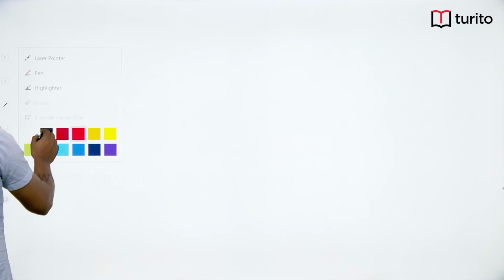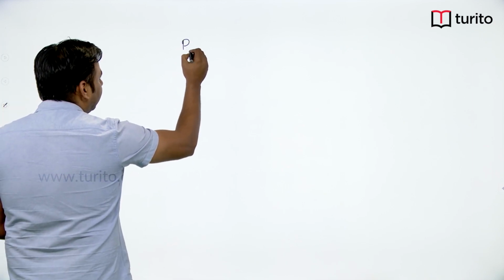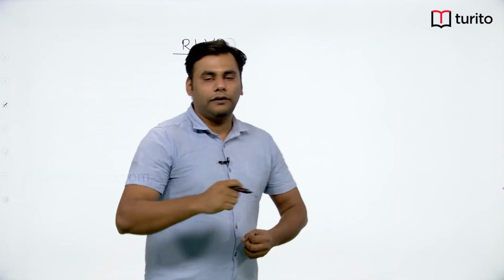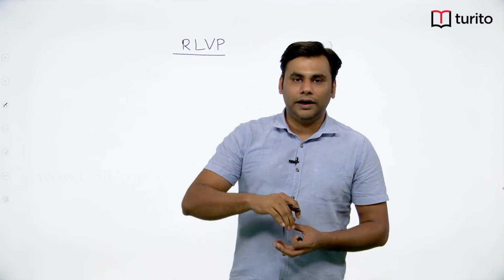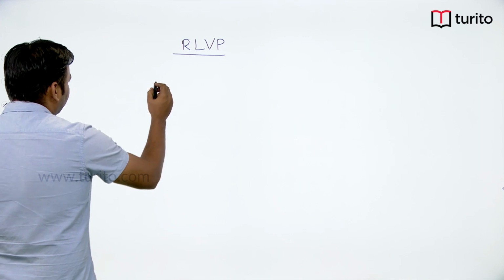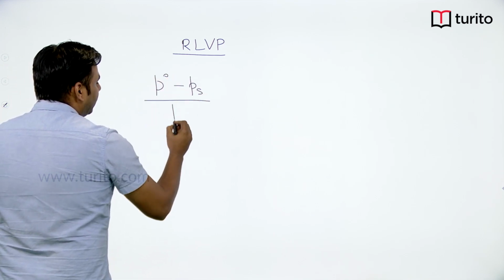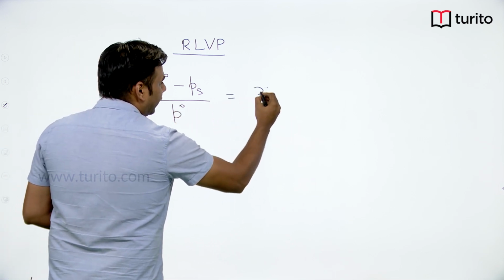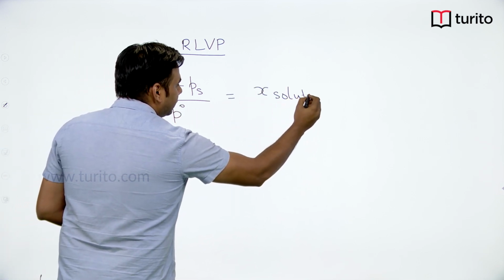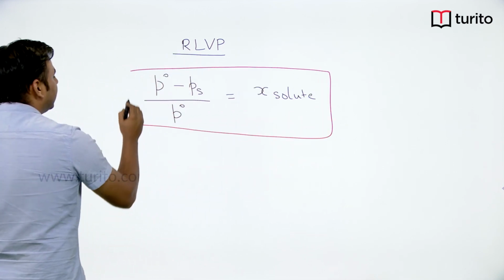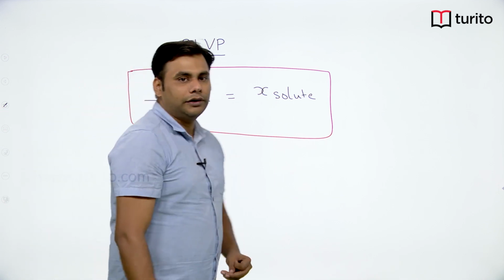So in the previous lecture we have done a very important concept of relative lowering in vapor pressure, right? So we have already said that when we are dissolving a non-volatile solute in a solvent, the vapor pressure of the solution would decrease, right? So we derived a formula which is P naught minus Ps upon P naught, that was equal to the mole fraction of solute, right? So this was the formula which we used in the previous lecture and we did some problem solving on this, okay?